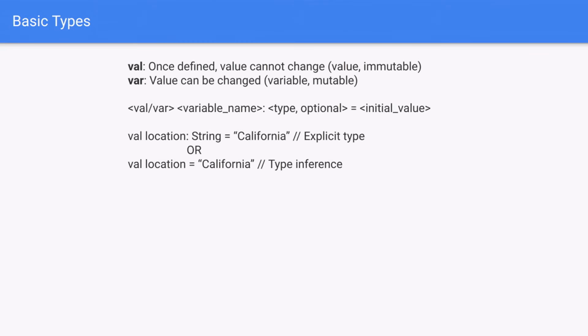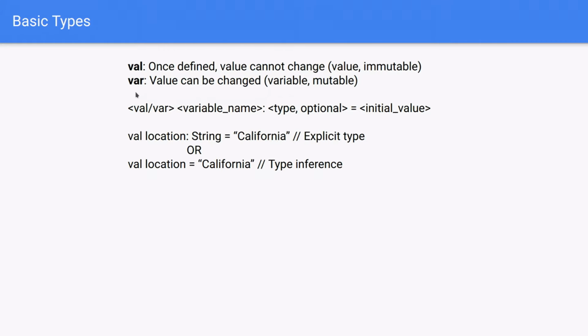Now, let's look at some basic Kotlin types. Types are basically a description of what kind of data the variable or the property will hold. So, we have two declaration types. First one we have val. Vals, once defined, their value cannot be changed. That means if we say val something is equal to 10, then we cannot say something equal to 15 later on. That value is immutable, meaning it cannot be changed.